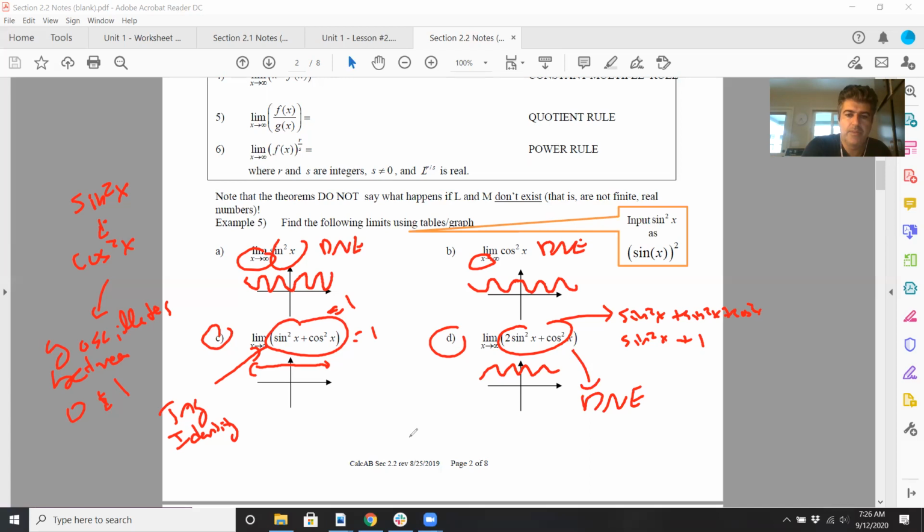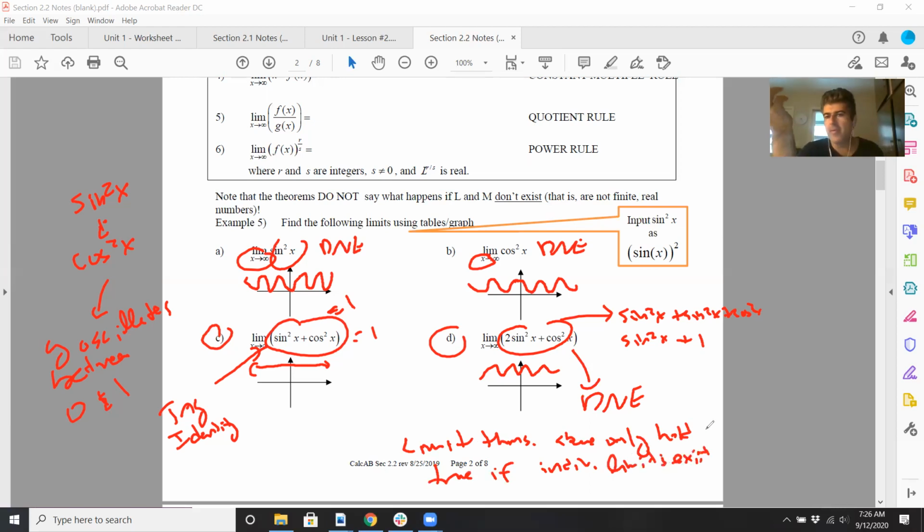So the limit theorems above only hold true if the individual limits exist. Otherwise, you really don't know. And you have to handle it case by case like we saw in example 5. Okay, so I'll go ahead and stop this recording and I'll start a new one.